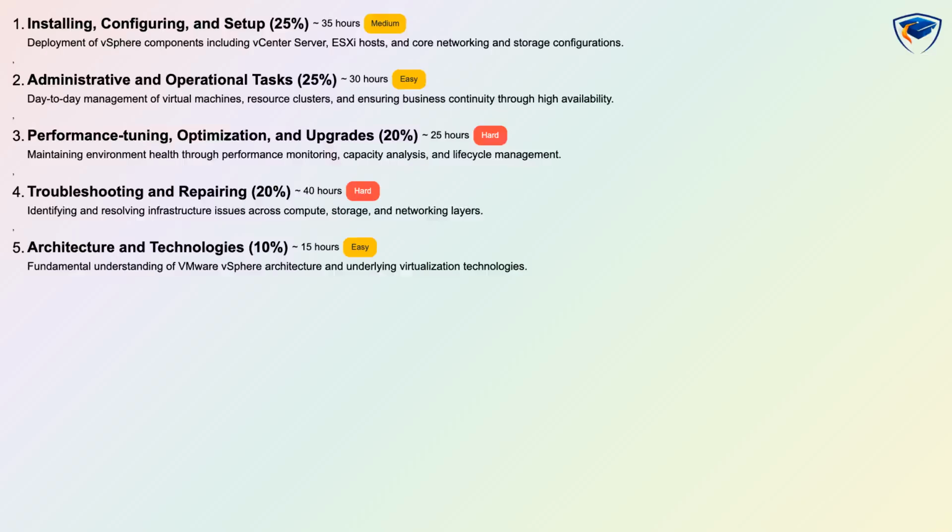Installing, configuring, and setup is 25%, administrative and operational tasks is 25%, performance tuning, optimization, and upgrades is 20%, troubleshooting and repairing is 20%, and architecture and technologies is 10%. Each domain includes a focus statement, difficulty level, estimated learning time, and assessment style, and we will summarize what you must learn in each area. Use these weights to prioritize your study and hands-on practice.